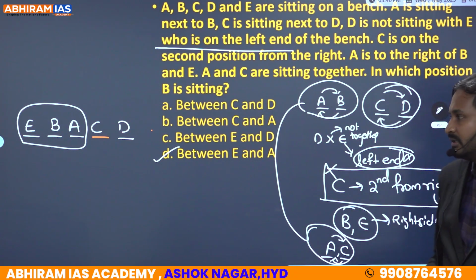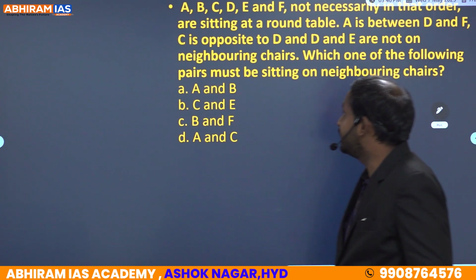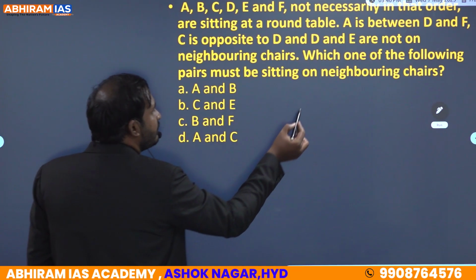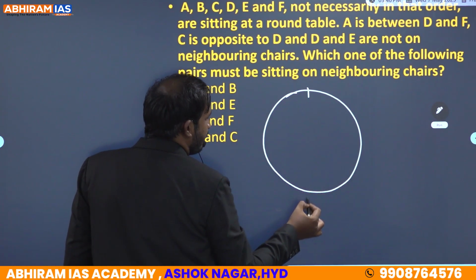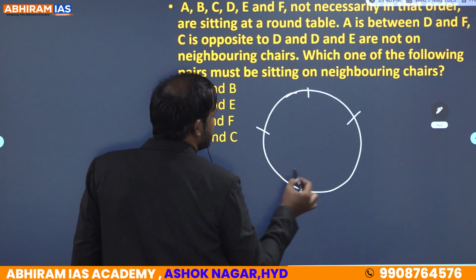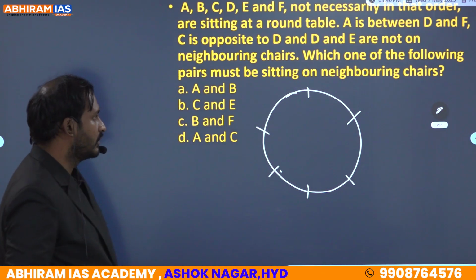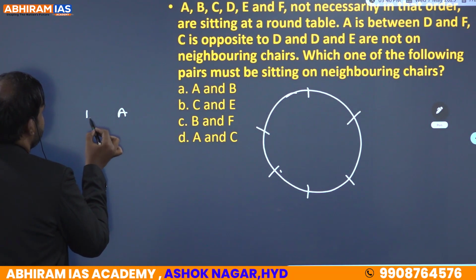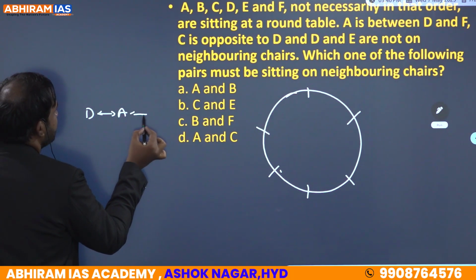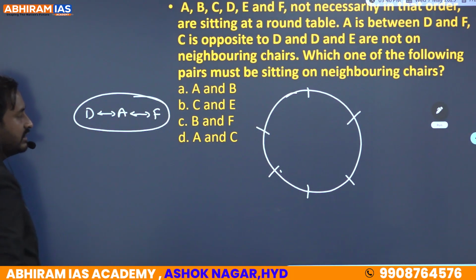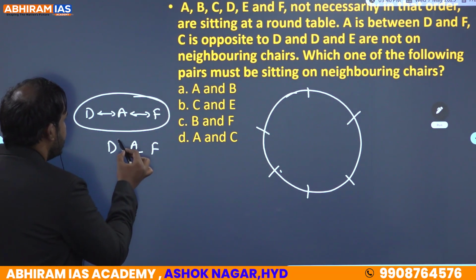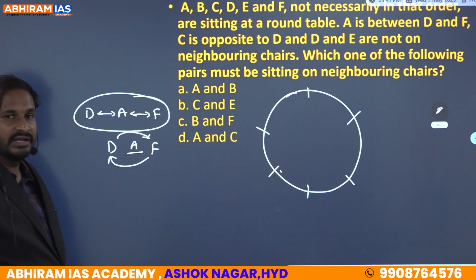Okay, next one. A, B, C, D, E and F, not necessarily in order, are sitting at a round table. Total how many persons are there? 6 persons, sitting around a round table. Next, A is between D and F. That means A maintains equal distance from D and F. Between D and F I have A, and D and F can be interchanged.